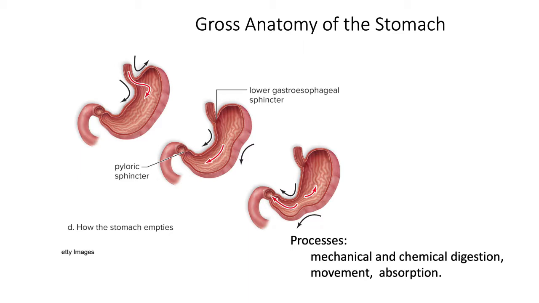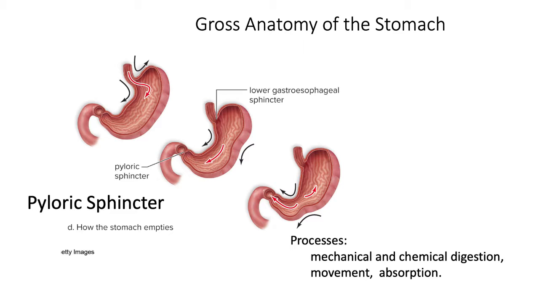The stomach is a storage tank for food as it waits to enter the small intestine. While the food waits, it is smooshed around and undergoes mechanical and chemical digestion. The lower esophageal sphincter guards the opening to the stomach, and another sphincter, called the pyloric sphincter, guards the exit from the stomach. The pyloric sphincter only allows a small amount of material to exit the stomach at a time.